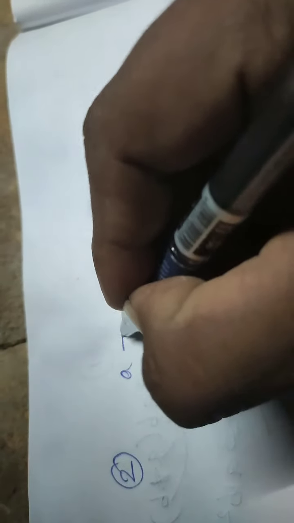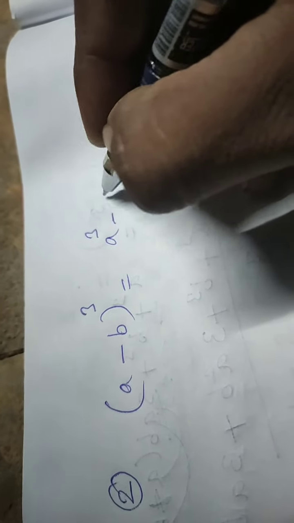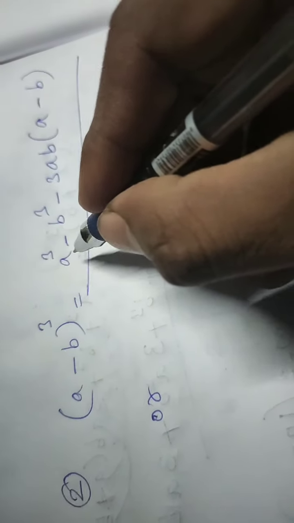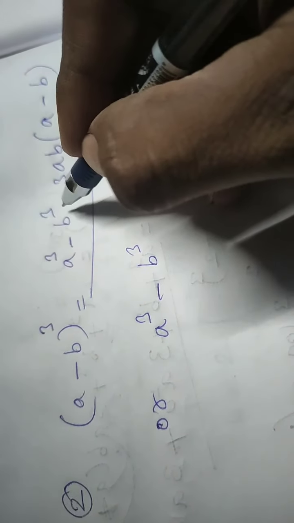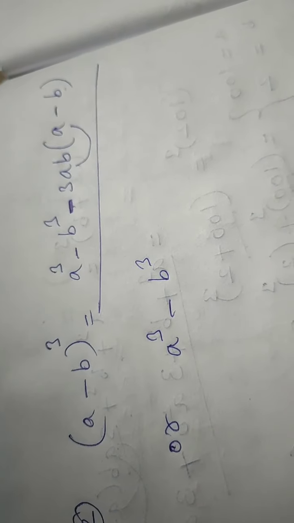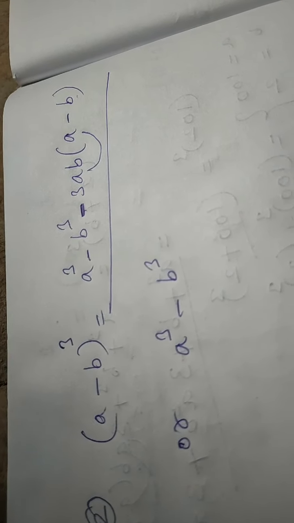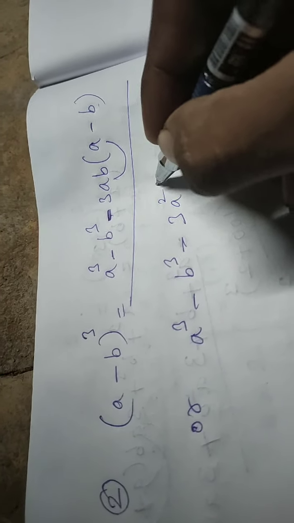Now, the second formula. What is that? A minus B whole cube. Answer: A cube minus B cube minus 3AB of A minus B. This formula is also better. Now write A cube as it is, A cube minus B cube. Look at minus 3AB, multiplying both terms. Look at the first term, minus 3AB into A, so I'll write minus 3A square B.